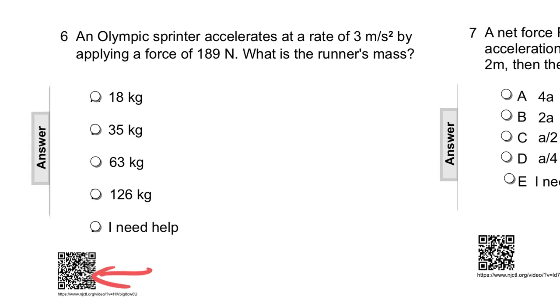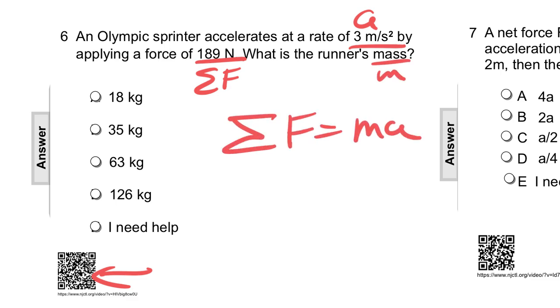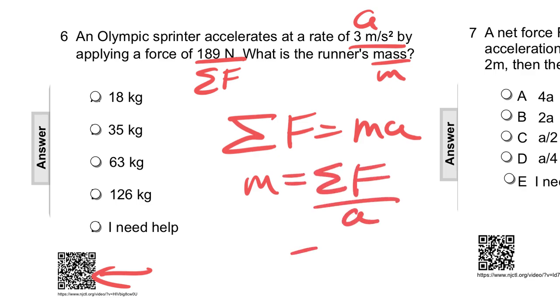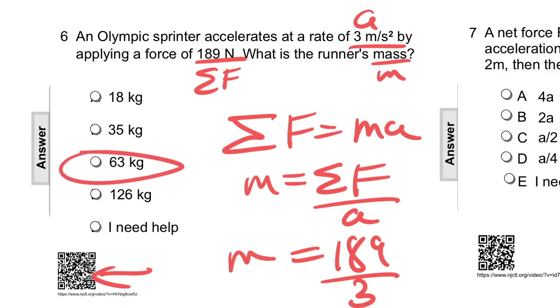Let's do this one quickly. Acceleration in meters per second squared, net force in newtons. What is the runner's mass? F net equals ma. We're looking for mass, so mass equals net force divided by a. It equals 189 divided by 3. About 60 something kilograms.